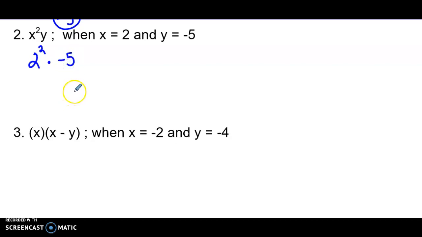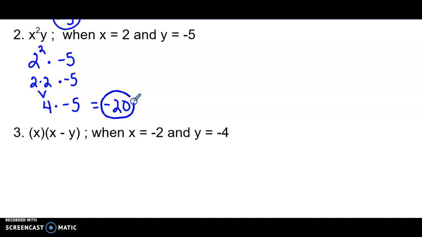Okay, so now we just have order of operations. So we do have an exponent, so we need to simplify that before we do the multiplication. 2 squared is the same as 2 times 2 times negative 5, right? So 2 times 2 is 4 times negative 5. And then we can simplify this. 4 times negative 5 is negative 20. So we've simplified that expression to negative 20.